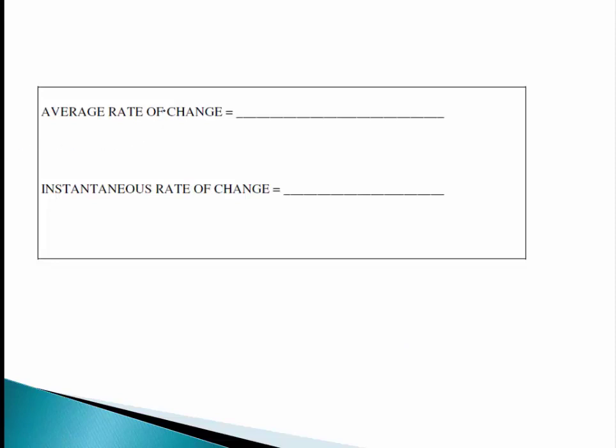So average rate of change just means slope. These are both rates of change, so we're talking about the average slope versus the instantaneous slope. And remember that slope means derivative. So both of these are pretty much asking for derivatives, right?